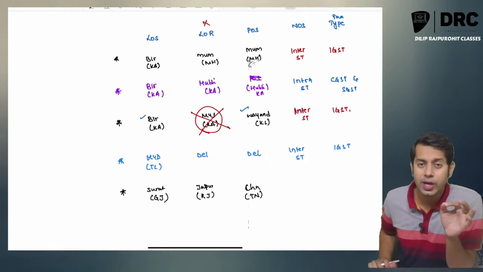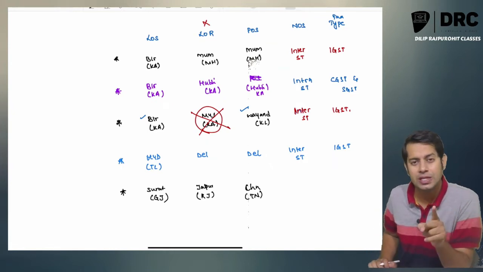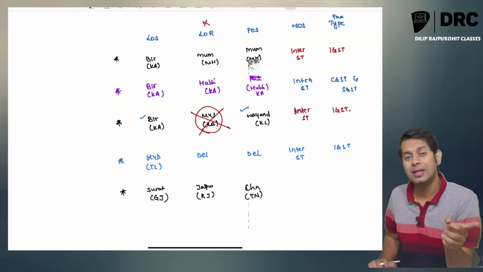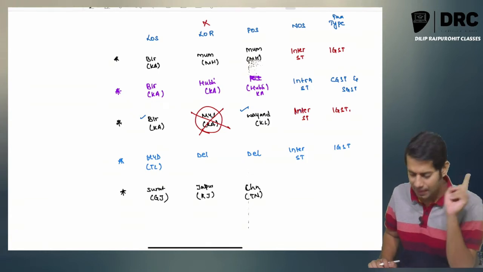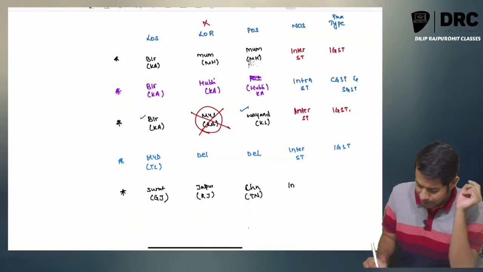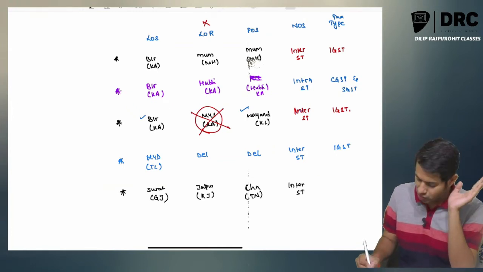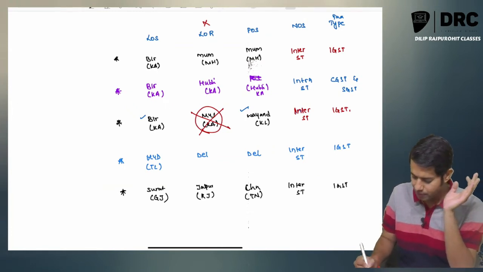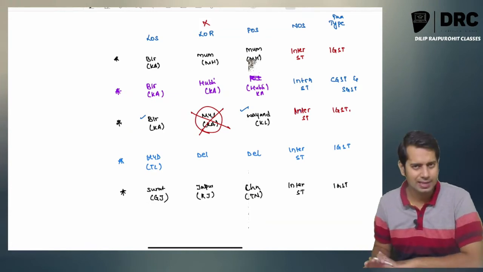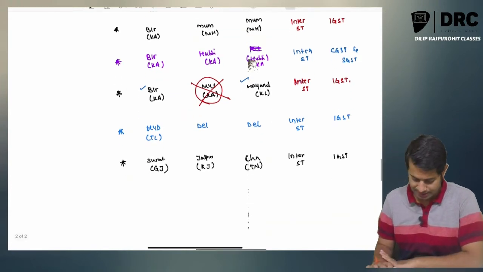So the supplier is located in Gujarat, recipient is located in Rajasthan, but the place of supply is in Tamil Nadu. What is the nature of supply? So the nature of supply is interstate supply. And what type of tax do you have to pay? The tax which is required to be paid to the government is IGST.